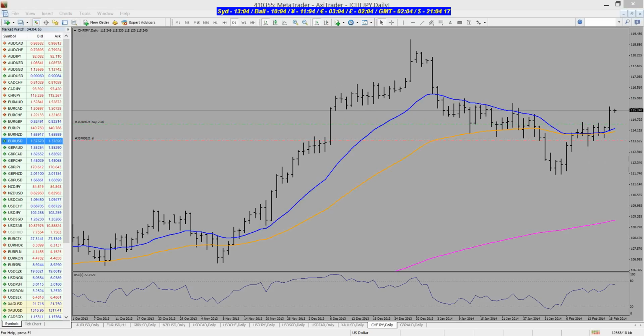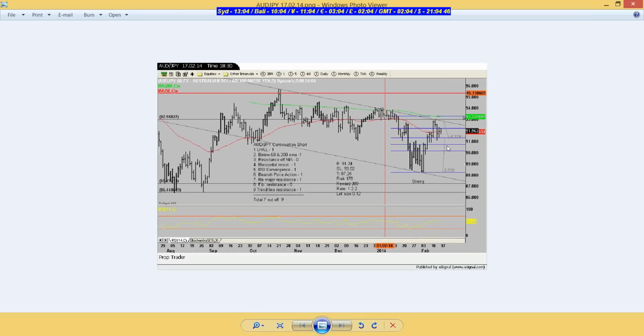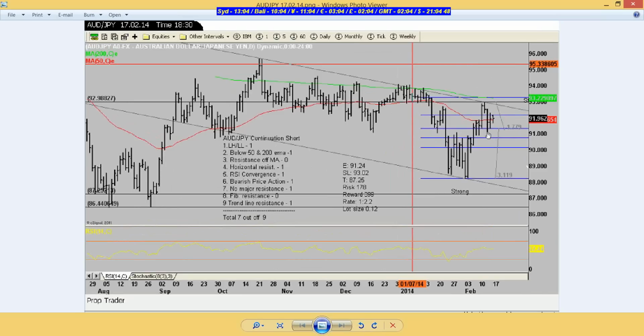Okay, Aussie yen, this email should be sent in early Monday morning, but my internet went down. Okay, you still want me to analyze it. Okay, continuation short. Got this downtrend, that's fair value. Inside bar, look underneath this bar, yeah, you'd be looking at that. Even an inside bar, it's now buying.